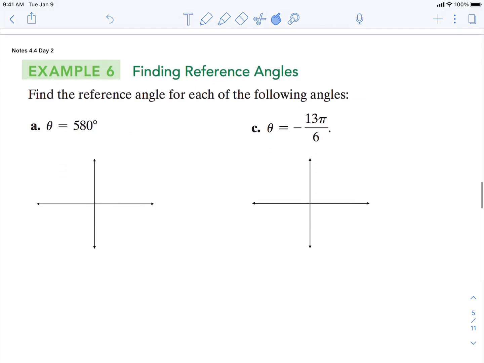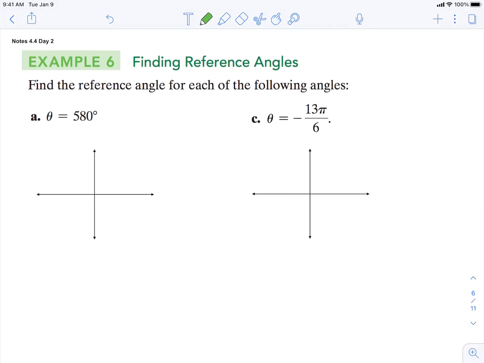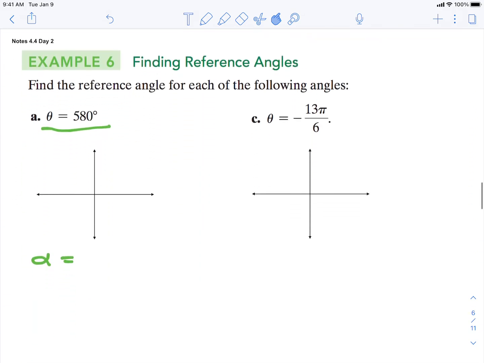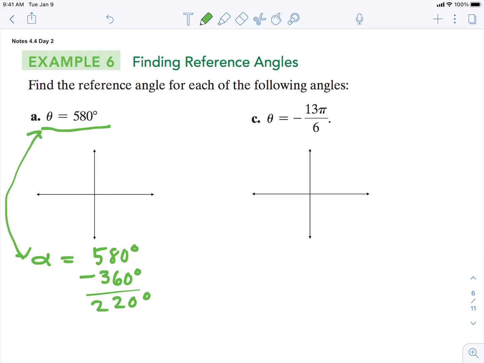So here is our angle, 580 degrees. It is larger than 360, so we want to find a coterminal angle that is between 0 and 360 degrees or 2 pi. So we're going to subtract 1 revolution. So alpha and theta are coterminal.